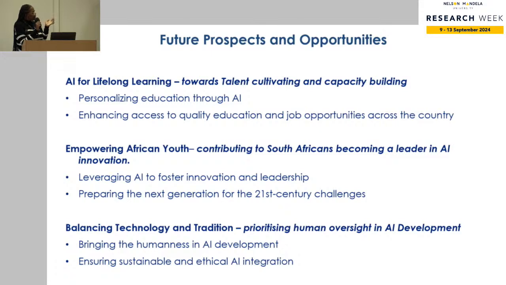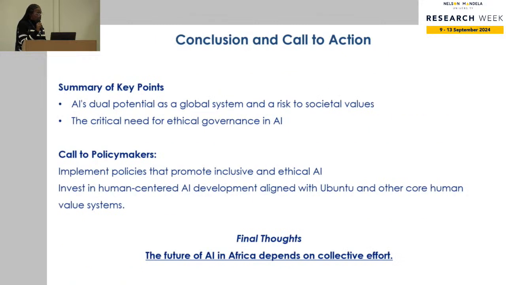For example, empowering the African youth, and I included there South Africans becoming leaders in AI innovation. And that's actually one of the pillars they mentioned in the policy framework. But we can only do that if we leverage AI to foster innovation and leadership, and also prepare the next generation for 21st century challenges. My concluding thoughts are that AI has dual potential, not just being a global system, but also posing a huge risk to our societal values. And we need to sit more and think more about how we can critically weave different voices into our AI policy framework.